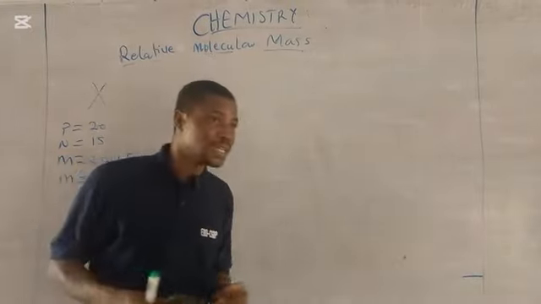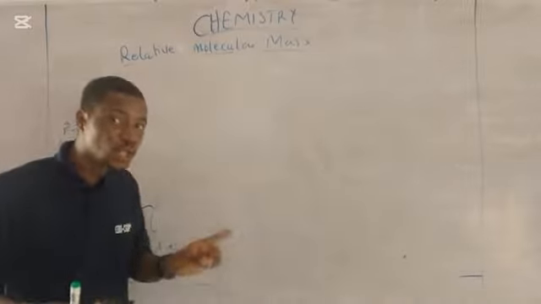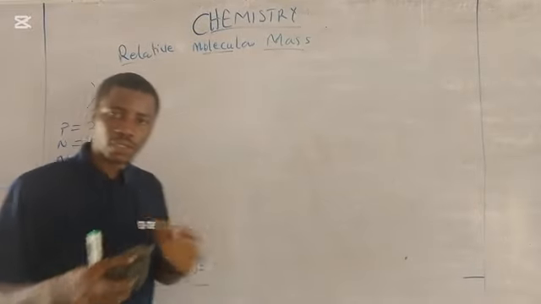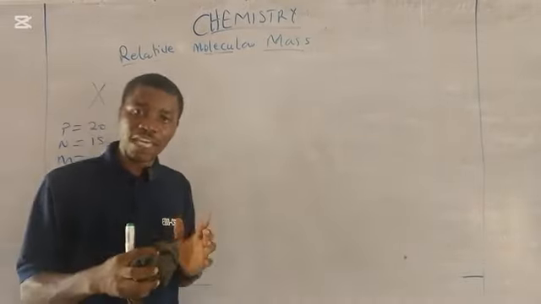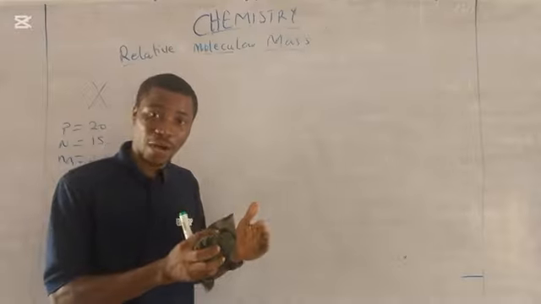Now, pay attention. Relative atomic mass is different from atomic number. Don't confuse the two of them. Relative atomic masses are obviously constant. Atomic number, I'll also explain how you get atomic number.